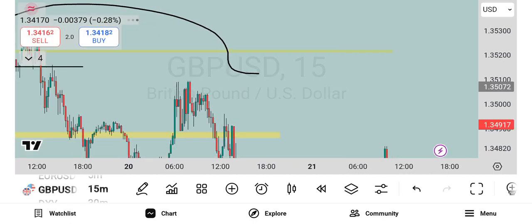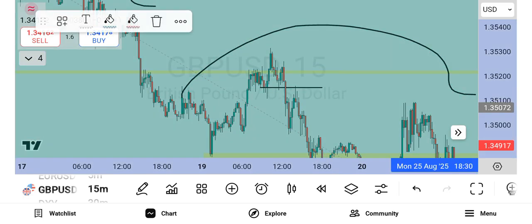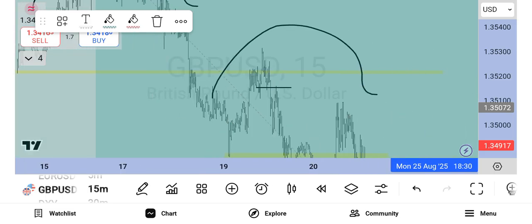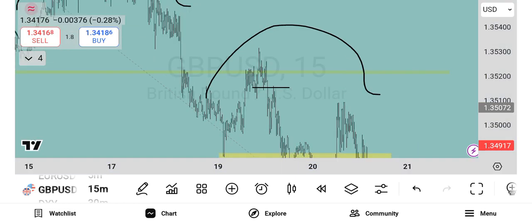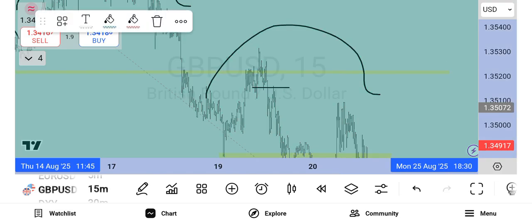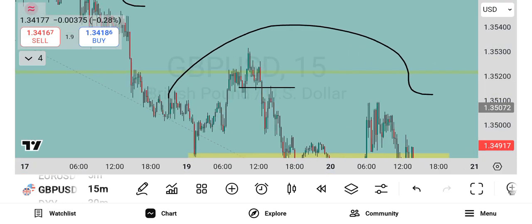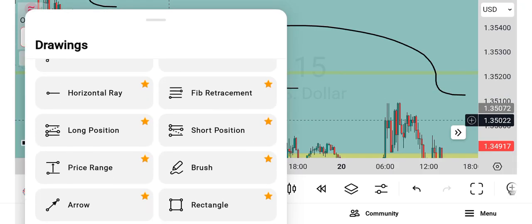I want to show you something, guys. You see, after price broke this, what's wrong with this chart, dog? Okay, after price broke this support, which is now resistance, we can see the structure below here, guys. Let me show you.